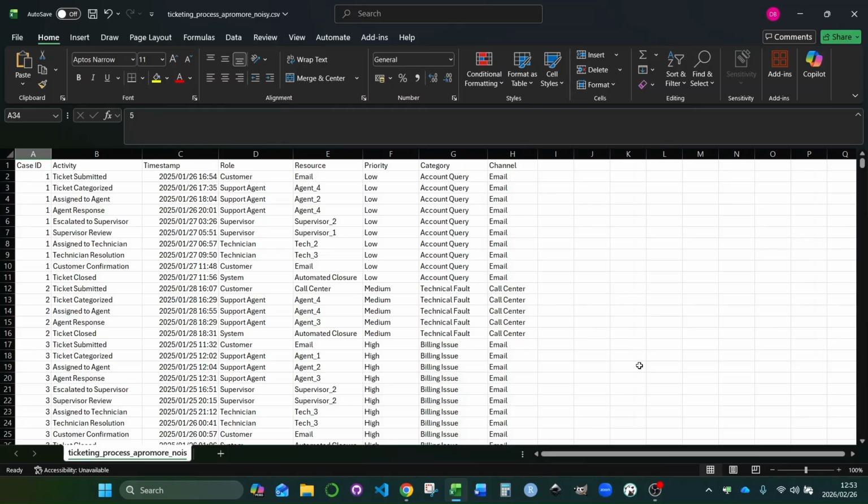We'll work with 3 key role groups: support agents, who handle ticket categorization and customer queries; supervisors, who handle escalations; and field technicians, responsible for on-site resolution.